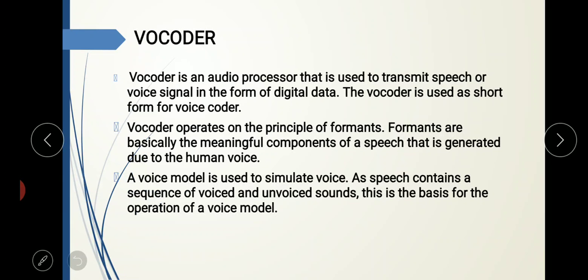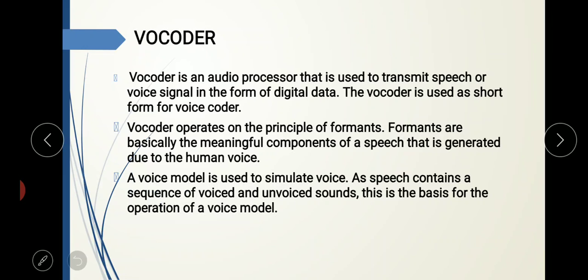So, vocoder is an audio processor that is used to transmit speech or voice signal in the form of digital data. The full form of vocoder is voice coder. Vocoders are used for digital coding of speech and voice simulation. Vocoder operates on the principle of formants.